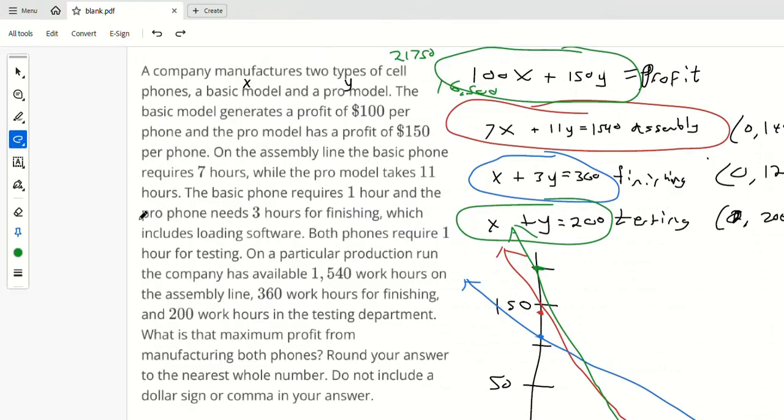The question says, what was the maximum profit? I think that's 21,750. I identified the vertex that gave us the maximum profit. I identified the number of phones, but it specifically says what is the maximum profit. So if you plug in that vertex that we just identified, I think we got 21,750 for profit. So that's the max profit.